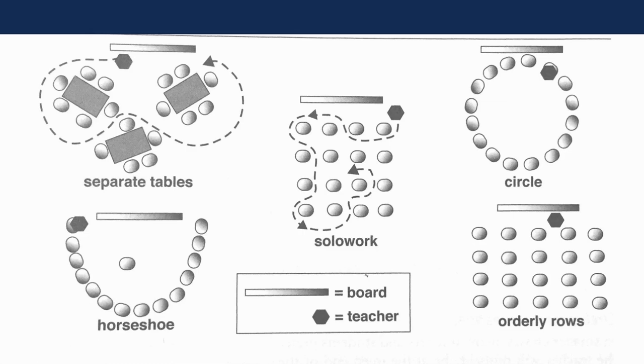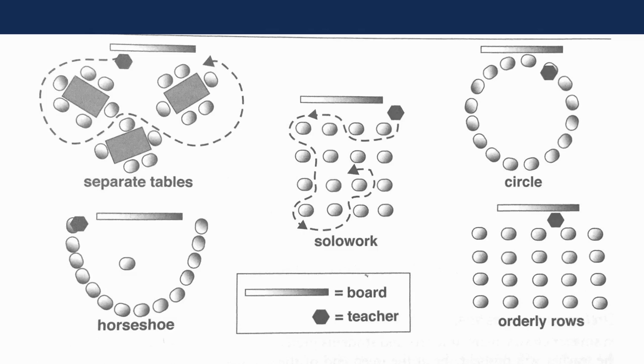So, here we can see different ways that you might set up the classroom: in a horseshoe U shape, with separate tables, whether it's solo work, if you were to be able to move around your students, or in a circle, which would be everyone facing each other. Kind of gives a sense of equality there, or the orderly rows, the old way that most people remember school being. So it really depends on what kind of school you're teaching at.